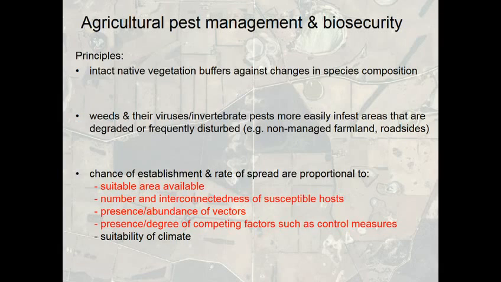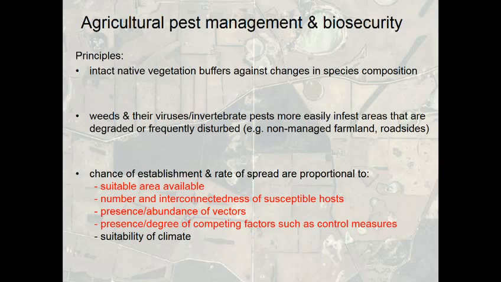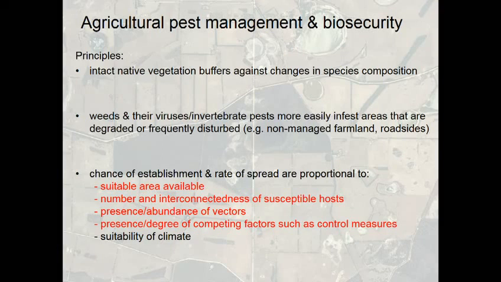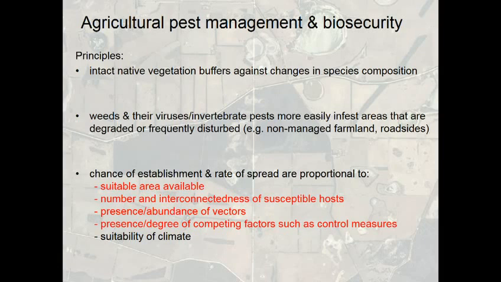Now, in terms of biosecurity, if you're going to have a new pest or insect or disease come in, the 4 things there in red are basically variables that are affected by the native vegetation in the landscape. So the suitable area available for something when it comes in matters a lot. The number of hosts in the landscape and their interconnectedness matters. The presence and abundance of viral vectors or vectors for the insects to be on matter. And the presence and degree of competing factors or control measures, that's important. So native vegetation affects all those things.